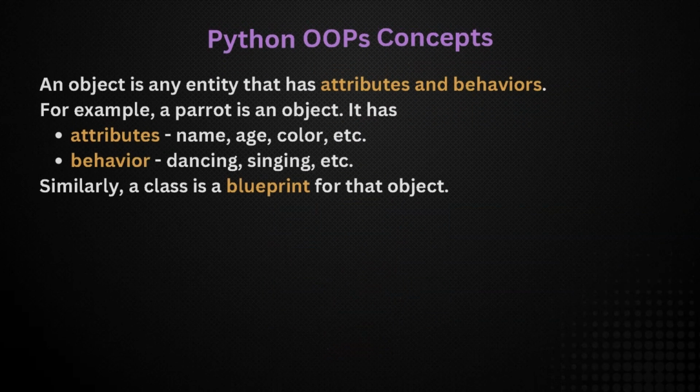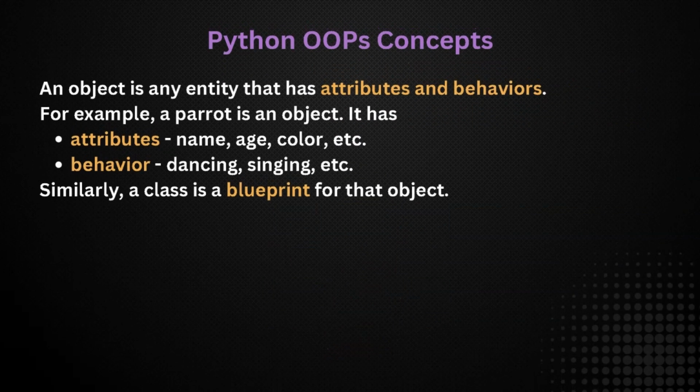So let's begin. An object is any entity that has attributes and behavior. For example, a parrot is an object in the real world. It has certain properties associated with it, for example, its name, age, color, which are termed as attributes. And that parrot can perform certain actions, for example, dancing and singing. So this is termed as its behavior.